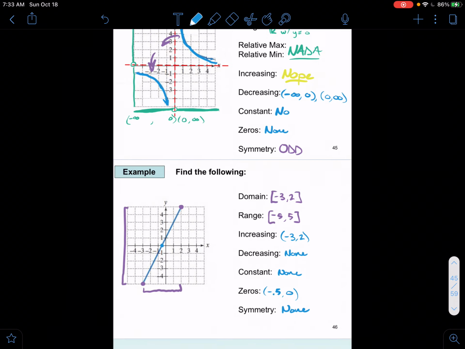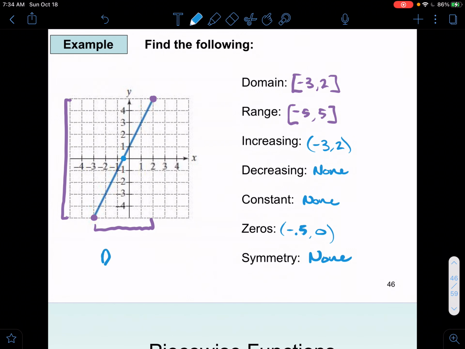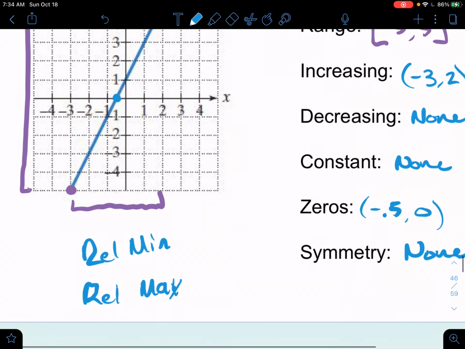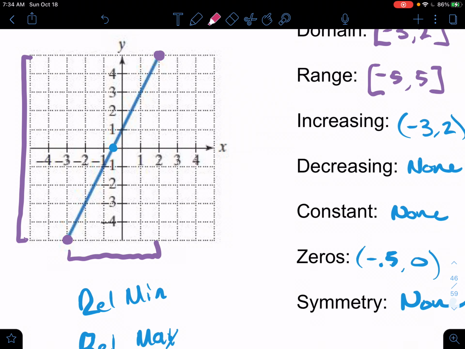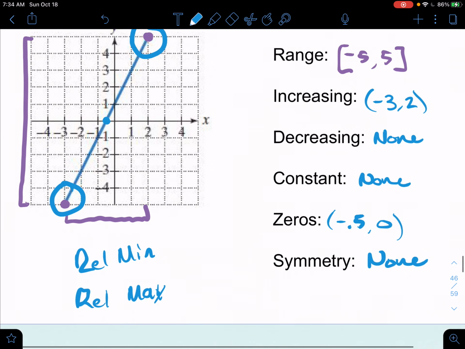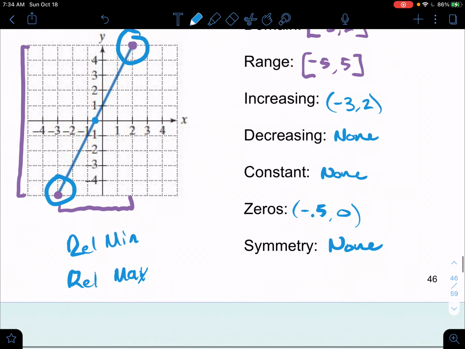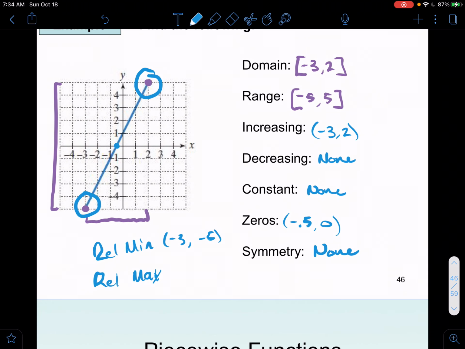Now, one part we didn't talk about on this one was relative mins and maxes, which are kind of important, so let's just jot those down for a second. On the surface, it looks like there are no relative mins or maxes, but since we do have endpoints on each end here, that actually is enough to say that that is the highest point in that region, or relative to the rest of the graph. So we would be able to say that we would have a relative minimum at -3, -5, and we will have a relative maximum at 2, 5.